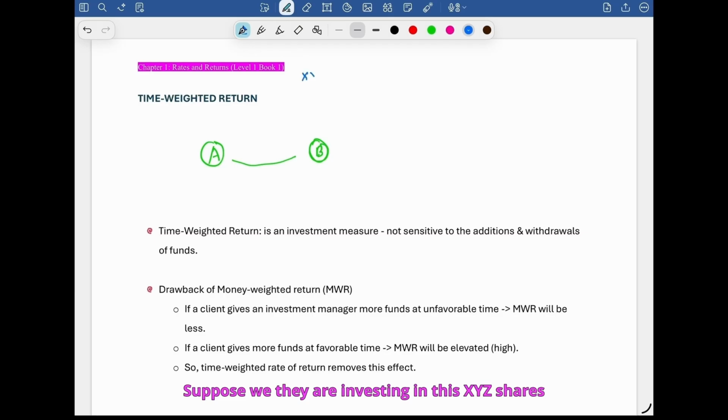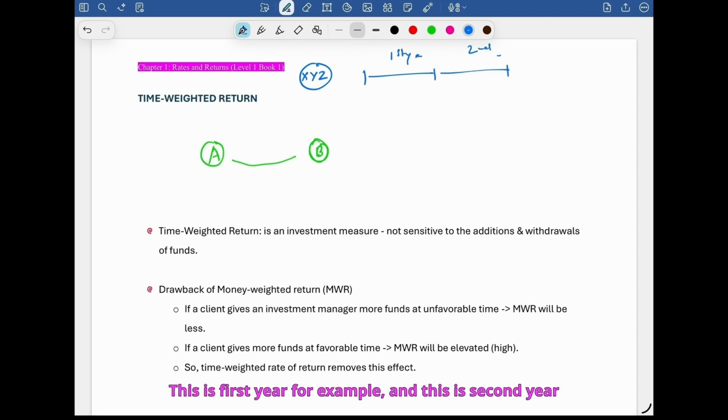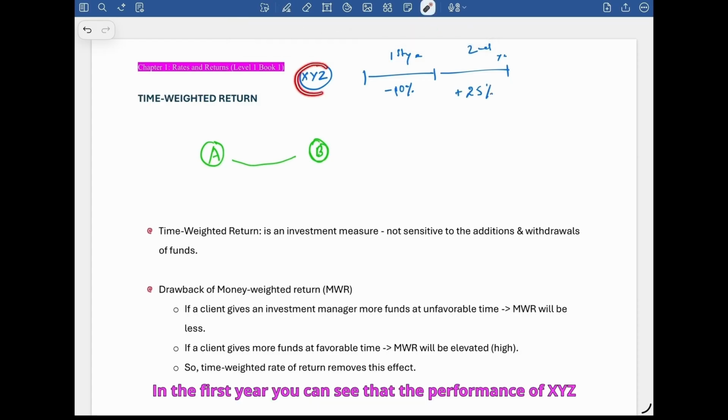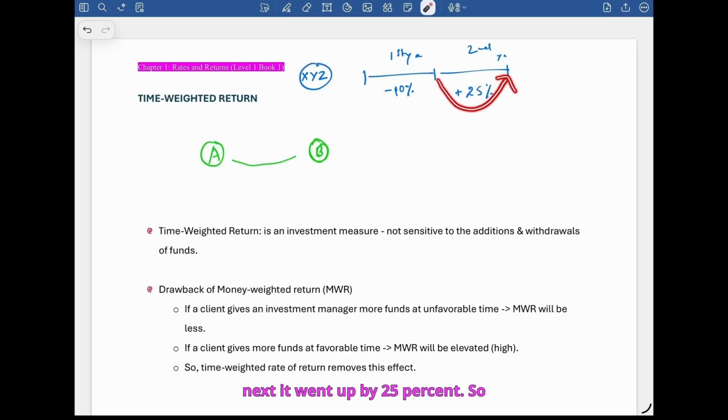Suppose they are investing in this XYZ shares, and the performance of this share in the first year, this is first year, for example, and this is second year. So the performance of this share, it's a true intrinsic performance, like it went down by 10% in the first year, and next year it was performing relatively good, say 25% profit. So in the first year, you can see that the performance of XYZ went down by 10%, and the next year it went up by 25%.